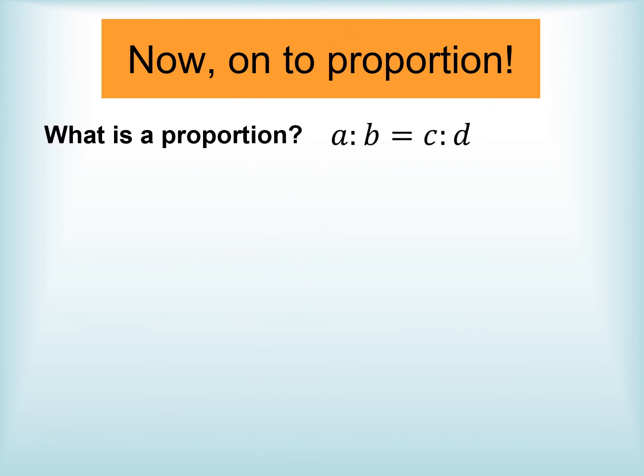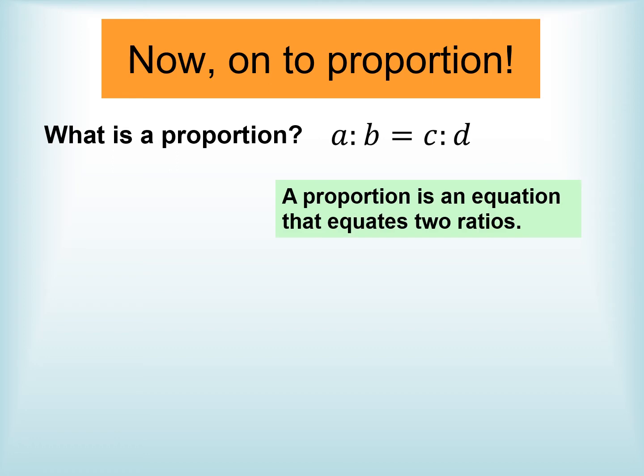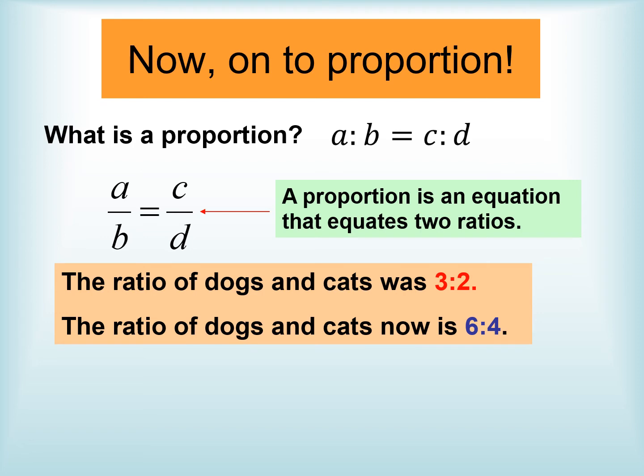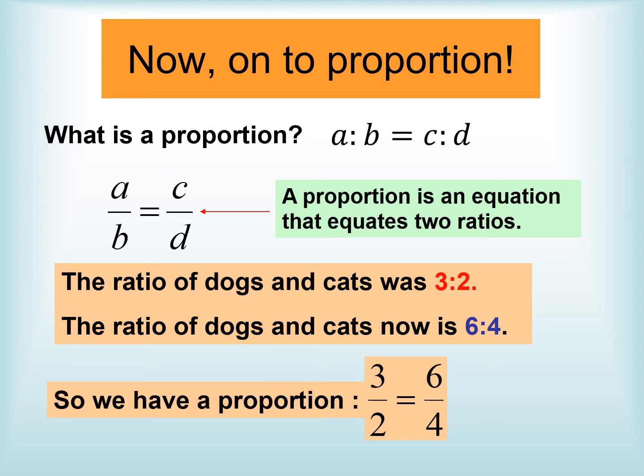Now onto proportion. What is proportion? A is to B equals C is to D. We can rewrite this as A over B equals C over D. A proportion is an equation that equates two ratios. So the ratio of dogs to cats was 3 is to 2. The ratio of dogs to cats now is 6 is to 4. We can rewrite this as 3 over 2 equals 6 over 4.